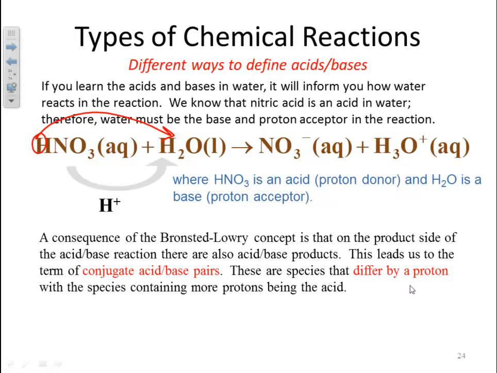The consequence of the Brønsted-Lowry concept is that on the product side of the acid-base reactions, they are also acid-base products. This leads us to the term conjugate acid-base pairs. These are species that differ by a proton, with the species containing more protons being the acid. So in our example up above, we know that HNO3 is an acid. The conjugate base on the other side is NO3-. And we know that H2O is a base. Its conjugate acid on the other side is H3O+.